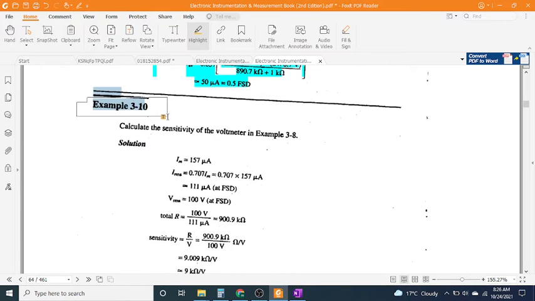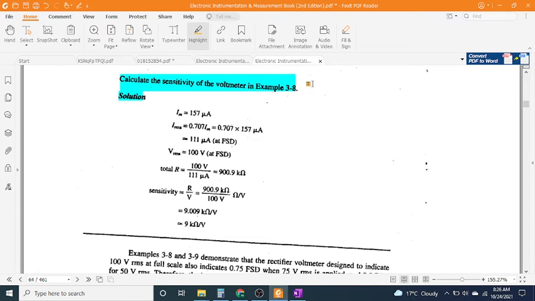Example 3-10. Calculate the sensitivity of the voltmeter in Example 3-8. Solution. Im equals 157 µA. I RMS equals 0.707 × 157 µA equals 111 µA at FSD. V RMS equals 100 V at FSD. R equals 100 V over 111 µA equals 900.9 kΩ. Sensitivity equals R over V equals 9.009 kΩ/V, approximately 9 kΩ/V.